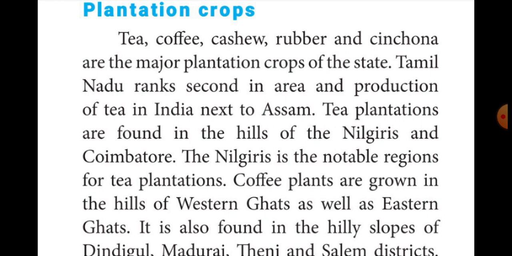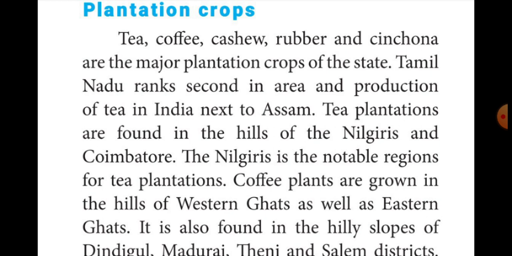Then the tea plantations we can mostly find in the Nilgiri hills and Coimbatore regions. That means some hill stations, for example, Nilgiri and Coimbatore hill station areas are suitable for cultivating tea plantation. Okay. Then the next one is the coffee plant.